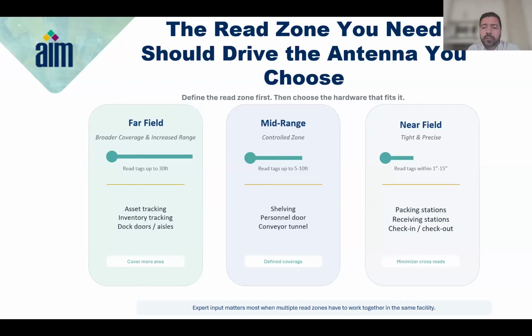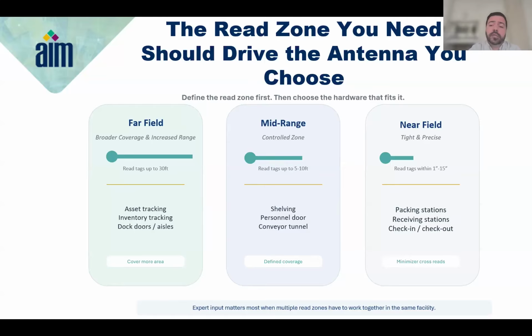The next step down is mid-range, which is a controlled zone read. We typically see tags read between 5 and 10 feet based on the environment and how we tune that antenna. So shelving, personnel doors, conveyor tunnels, really anything where you're looking to control the read, minimize stray reads, but not have something that needs to be extremely close to the tag you're reading.